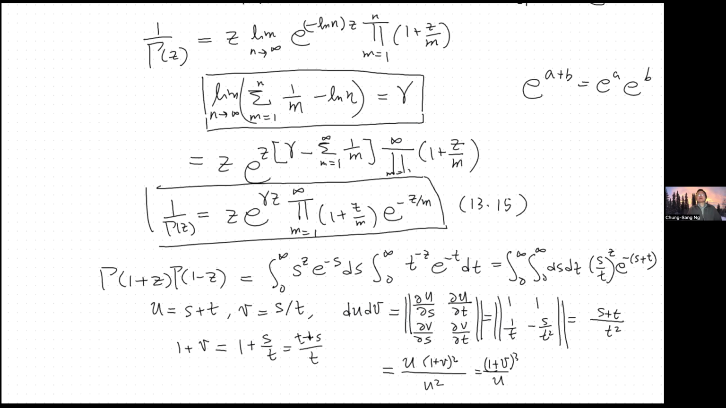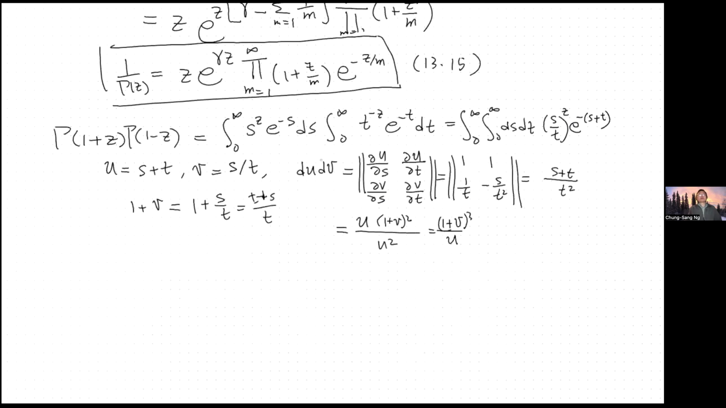Okay, so I should say this is actually the Jacobian. Basically, du dv equals ds dt times this Jacobian. And so ds dt is du dv divided by this Jacobian.